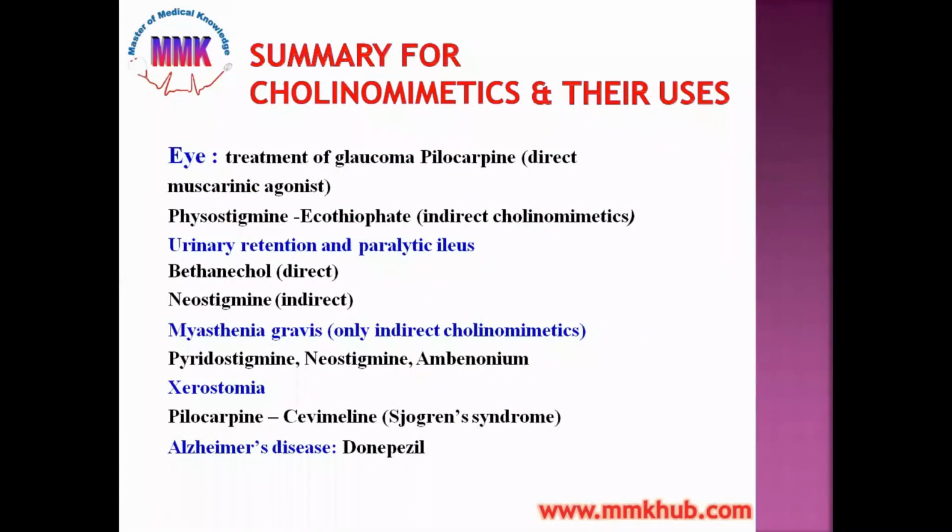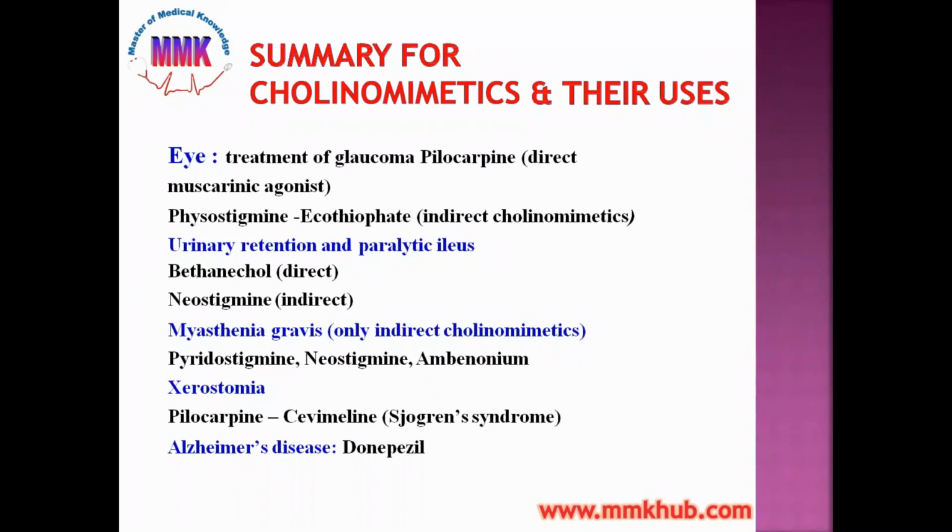So this is a summary of cholinomimetics and their uses. Let's quickly revise. In the eye, it is used for the treatment of glaucoma, especially the drug pilocarpine, which is a direct-acting muscarinic agonist. Physostigmine and ecothiophate can also be used, which are indirect cholinomimetics. For urinary retention and paralytic ileus, the direct-acting drug is bethanechol and the indirect is neostigmine. For myasthenia gravis, we only use the indirect cholinomimetics: pyridostigmine, neostigmine, and ambenonium.